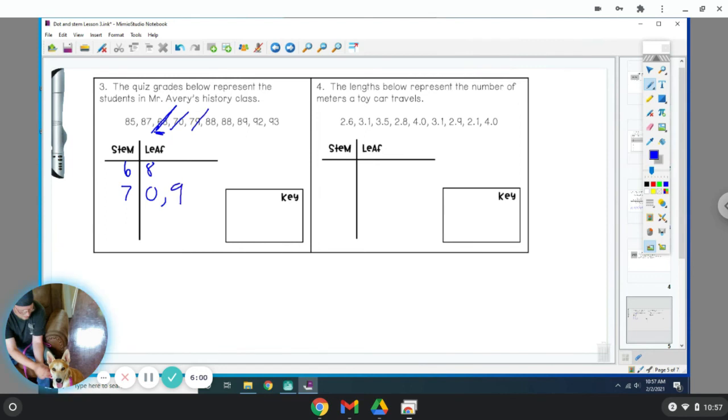And now we're going on to our 80s. We find our lowest 80s, which is 85, and then 87, and then there are 2 88s, and then an 89. Then we're on to our 90s, which is 92 and 93. So a key would be 6, 8 equals 68.